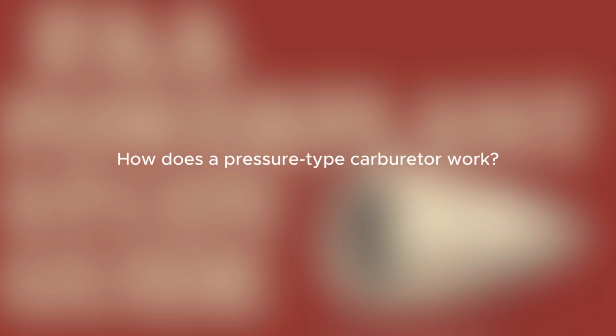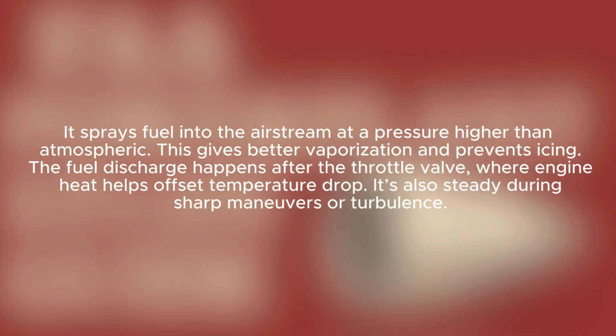How does a pressure-type carburetor work? It sprays fuel into the airstream at a pressure higher than atmospheric. This gives better vaporization and prevents icing. The fuel discharge happens after the throttle valve, where engine heat helps offset temperature drop. It's also steady during sharp maneuvers or turbulence.